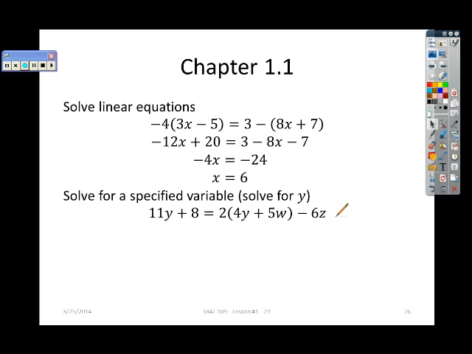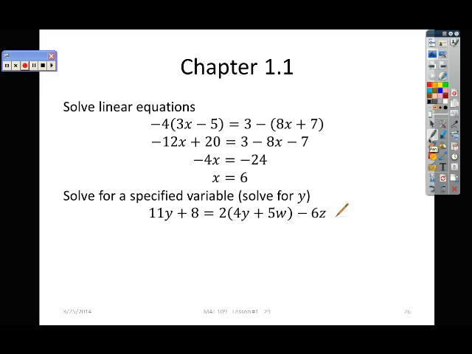Now, one thing that continues to throw people is solving for a variable. And it shouldn't, because you don't do anything different from what we just did to solve that equation. Solving for a variable is exactly the same. You just can't combine like terms. There are no like terms to combine. But otherwise, you do exactly the same thing. We remove the parentheses.